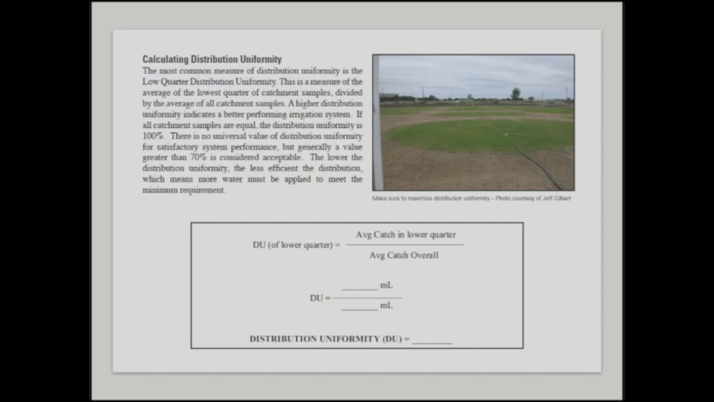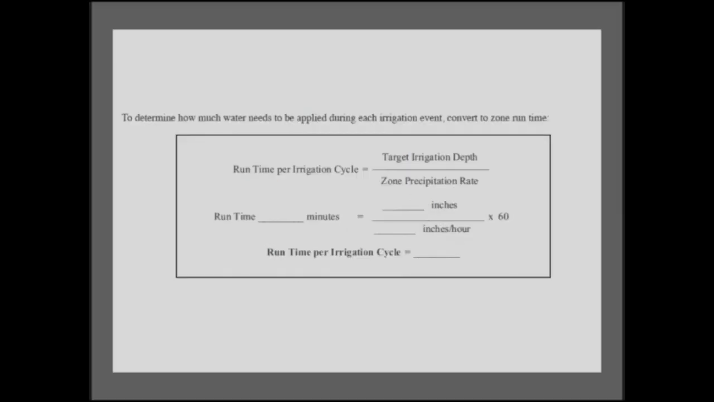So again, all of these things will go into eventually getting your run time per cycle. That's our goal in the end, right? We want to know how much we need to run our irrigation system. Why is that important? Why are we doing this? Have you ever put down a pesticide and that bag says, I need to water that in a quarter of an inch? Well, if you don't know what your system's running, how are you going to water it in, right? That's why these things are really important.